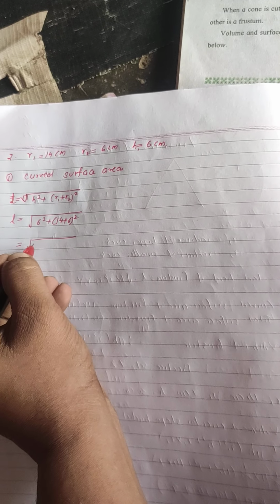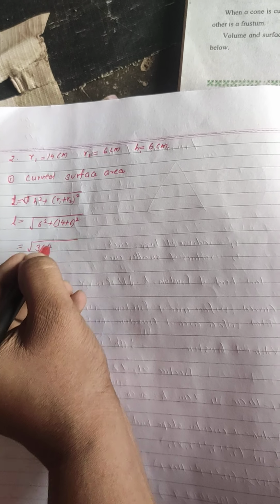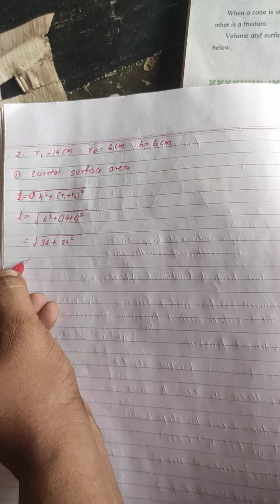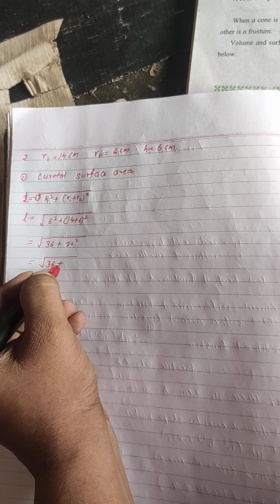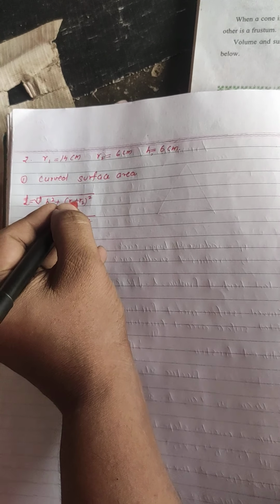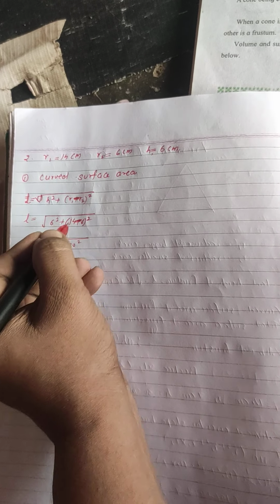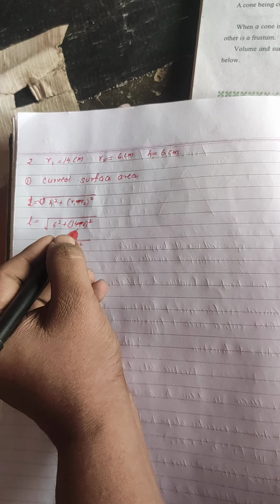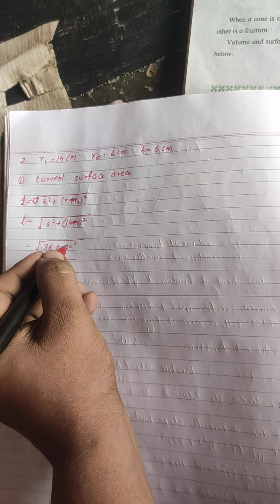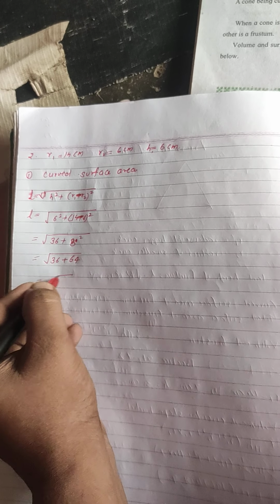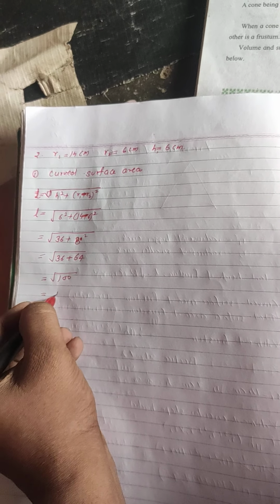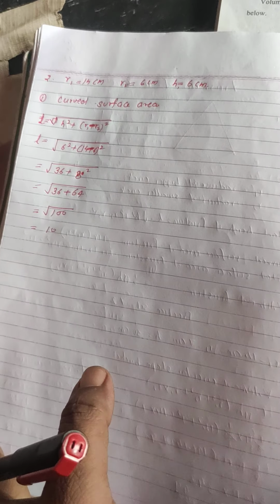6 square is 36, plus (14 minus 6) square. 14 minus 6 is what? 8. 8 square is 64, plus 36 is 100, so that is the square of what? 10. L is what? Slant height is 10.